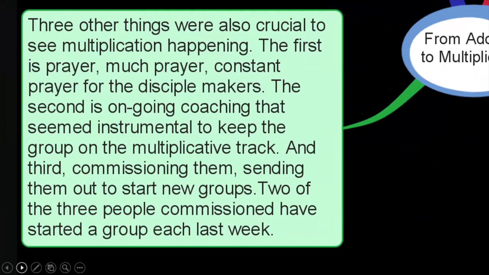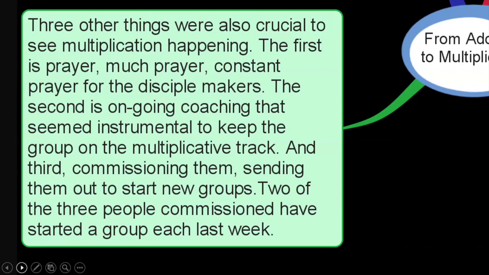Three other things which are crucial to see multiplication happening. The first is prayer. Much prayer and constant prayer for the disciple makers. We need to pray for our people. The second is ongoing coaching. That seemed instrumental to keep the group on the multiplicative track. I received much coaching from the DMM leadership team, and that really was a great benefit to me.